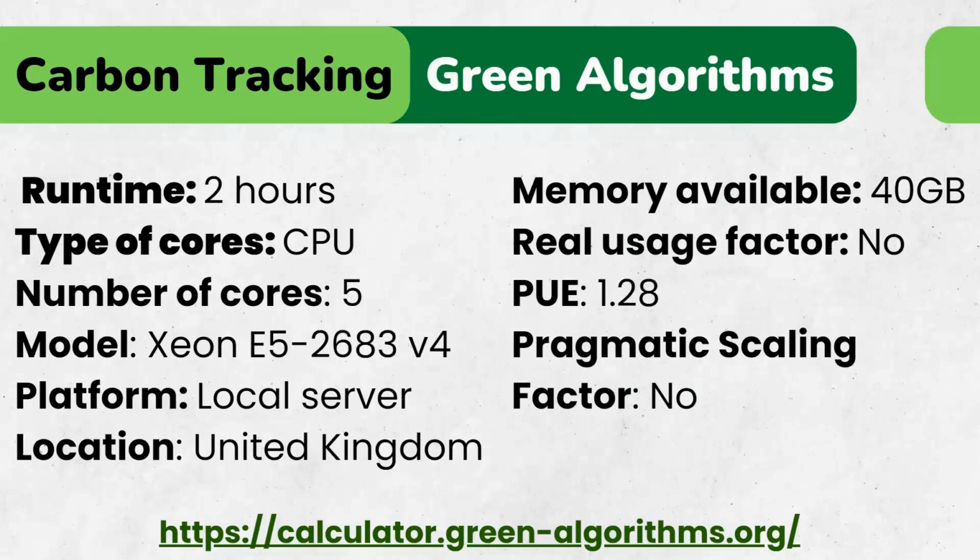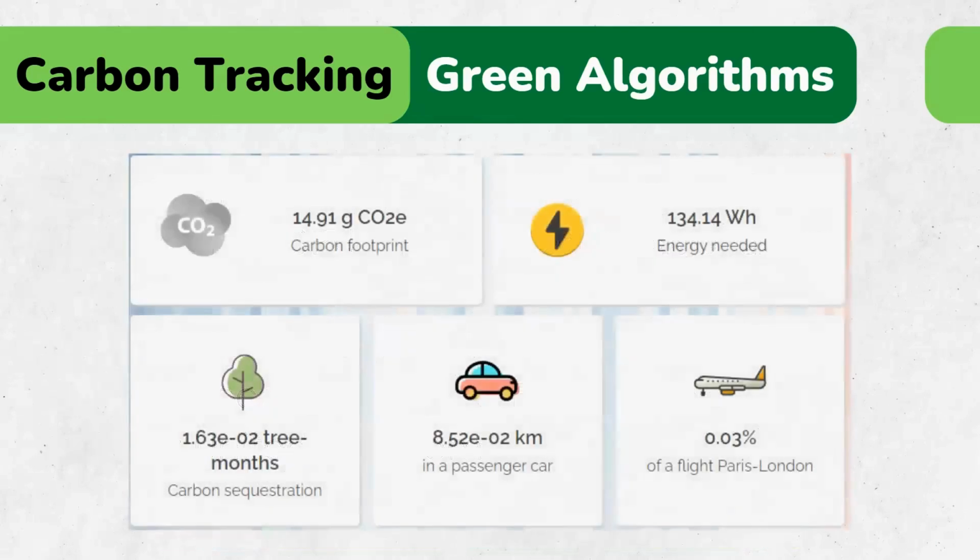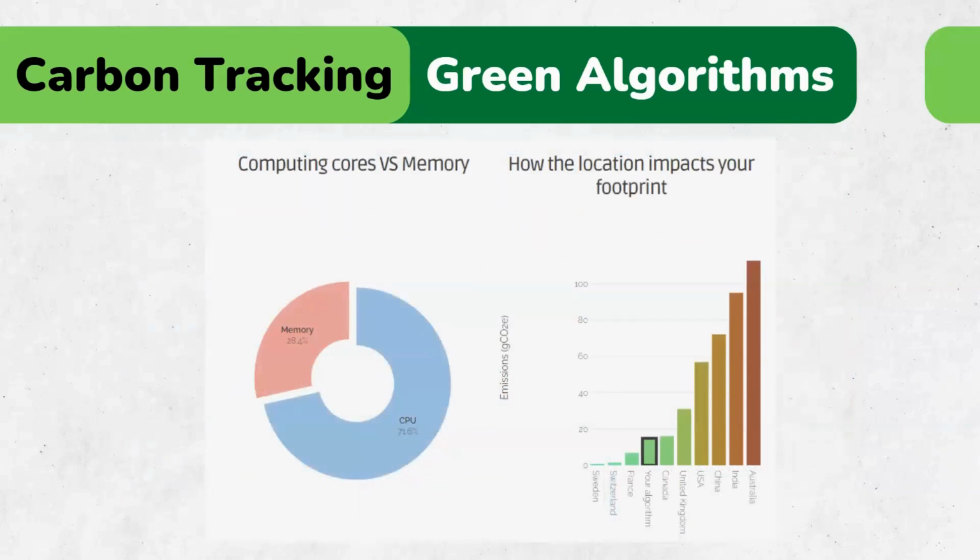So hopefully everyone got through to a final estimate, which would have looked something like this. For the parameters that I had, it gave me an estimate of about 15 grams of carbon, and the corresponding energy in watt-hours. And it will tell you as well the equivalence in 3 months sequestration, as well as distance gone in a car and percentage of a London to Paris flight. It'll also tell you hopefully the distribution of energy across CPU and RAM, which in this case was about 70% CPU, 30% memory, as well as how that would change in different countries at different carbon intensities.